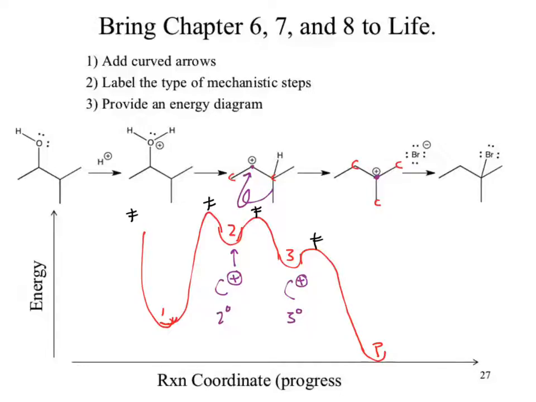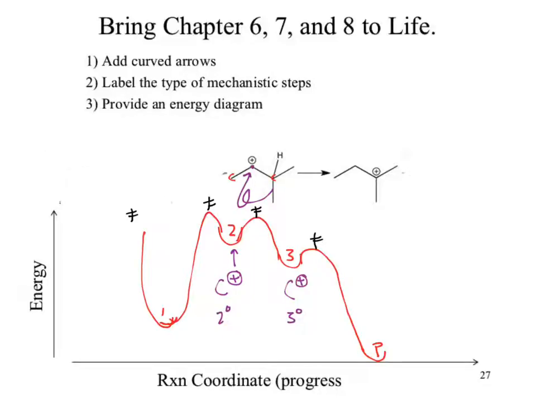Everybody see that mechanistically? I want that back. Couldn't I have done that curved arrow to get the carbon shifting over? Is that not a valid mechanistic step? Sure. What's the result?